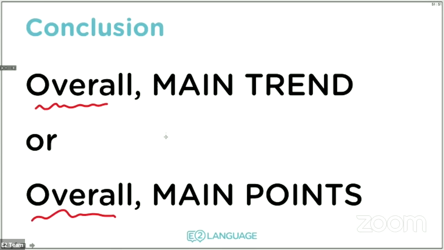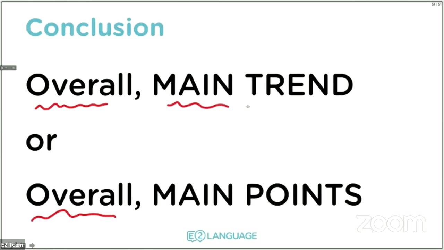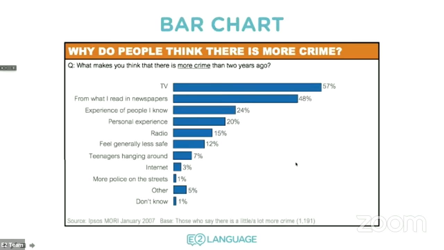Why? Because we want to trigger the computer to know that we're concluding, because according to the score guide, if you conclude, you get a top mark. So this is how we let the computer know that we're concluding. We say overall, then we move on to the main trend, or overall one or two main points, the end. So let's do this now.